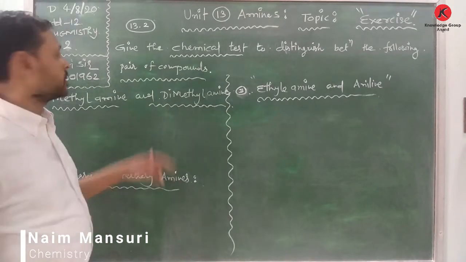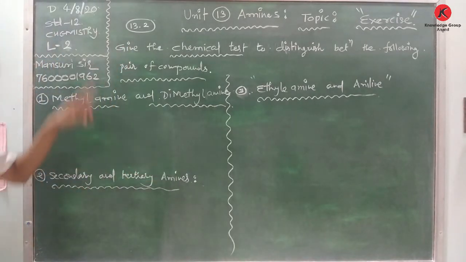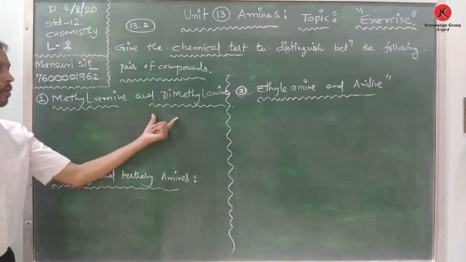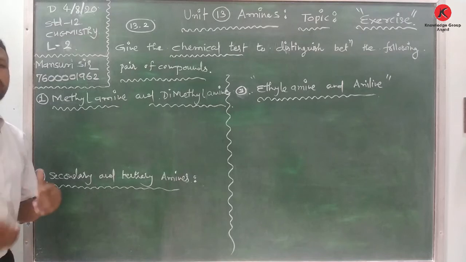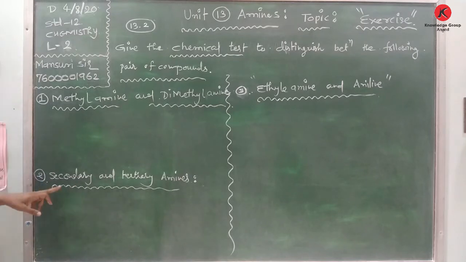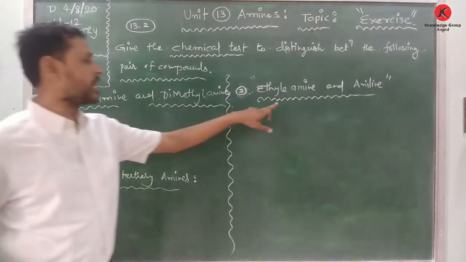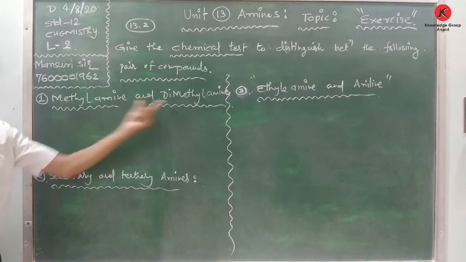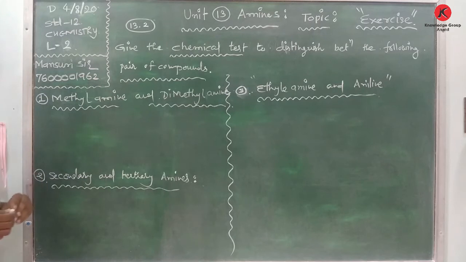Let us start. Exercise 13.2. Give the chemical test to distinguish between the following pairs of compounds. It means you are given two compounds and we have to distinguish them with any test, like secondary and tertiary amine, like ethylamine and aniline. First we will take methylamine and dimethylamine. We have to distinguish these compounds.